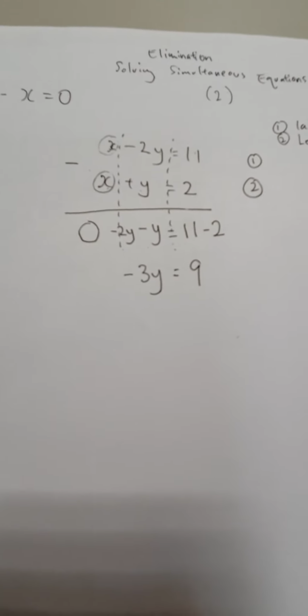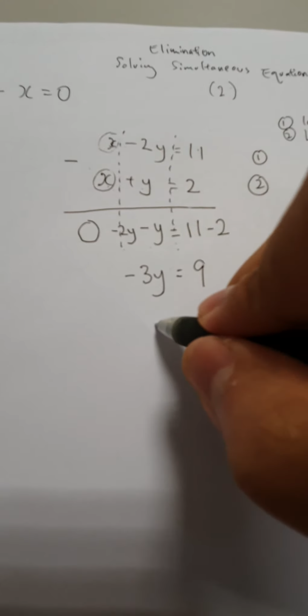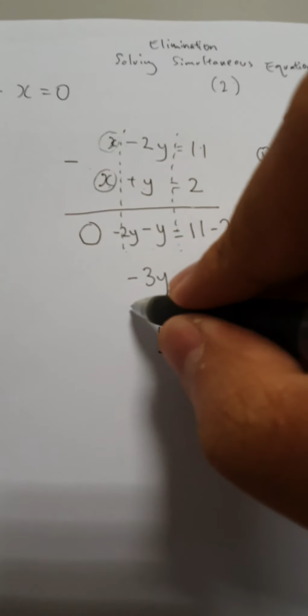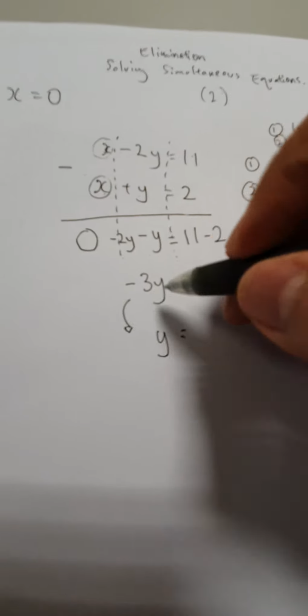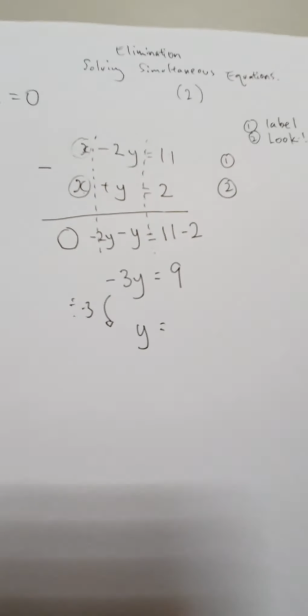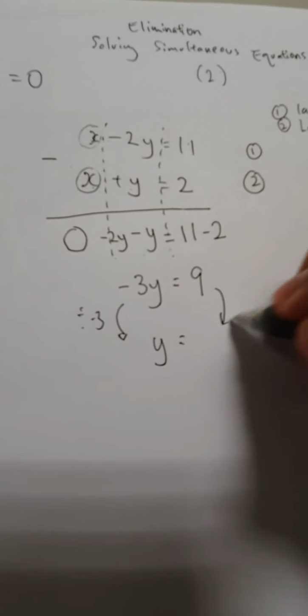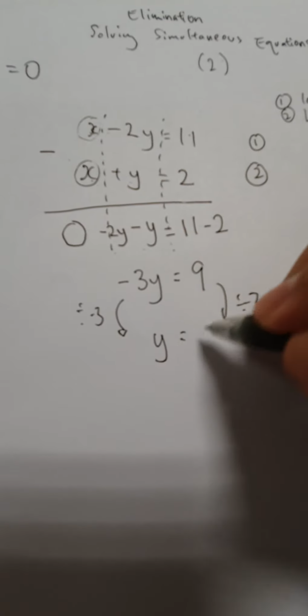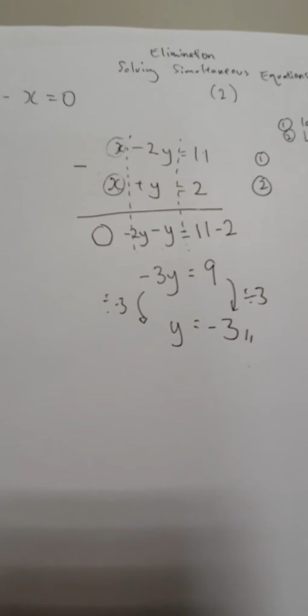Okay, so we're going to solve. So we solve how to find y, not minus 3y. So minus 3y to y, we divide by negative 3. Same thing you do on the left, you do on the right. Negative 3, answer is negative 3. Work it out. Done.